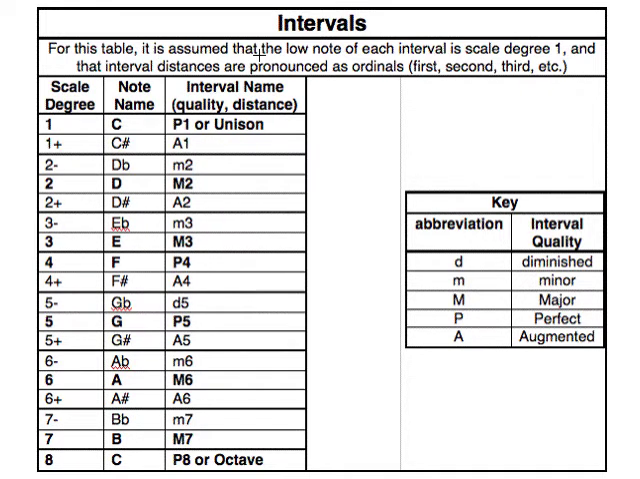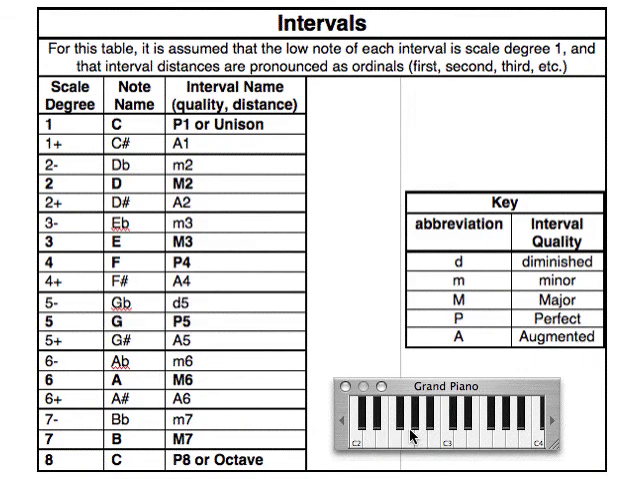For this table, it is assumed that the low note of each interval is the scale degree 1. So, for instance, if I want to know the distance or the interval from C to E, I assume that the low note is C, and then I look on the chart for E, and I can tell you by looking at the chart that the interval between C and E is a major third. Sounds like this.